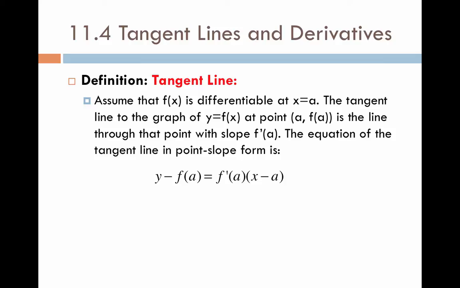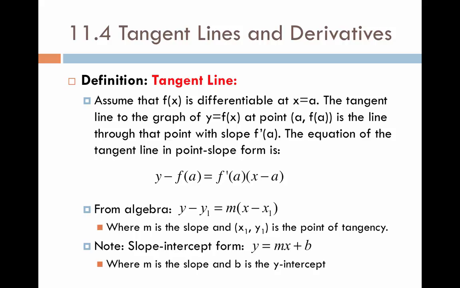Definition of a tangent line. Now so far we've been finding the slope of a tangent line, but now we want to find the actual equation of a tangent line. So assume that f of x is differentiable at x equals a. The tangent line to the graph of y equals f of x at point a comma f of a is the line through that point with slope f prime of a. The equation of the tangent line in point slope form is given by the following. y minus f of a equals f prime of a times x minus a.